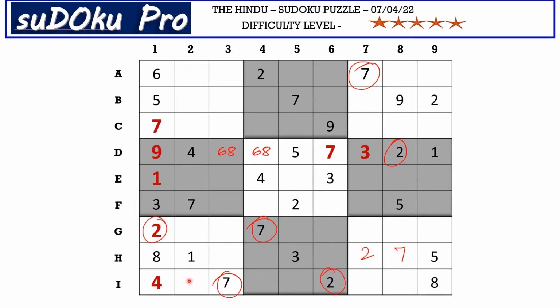There is a 4 here which blocks this cell. There is a 4 here in column 4 which blocks this cell. So H6 takes 4. Now in H row there are only 2 empty cells and the missing numbers are 6 and 9. Let's mark it with 6, 9 pair.